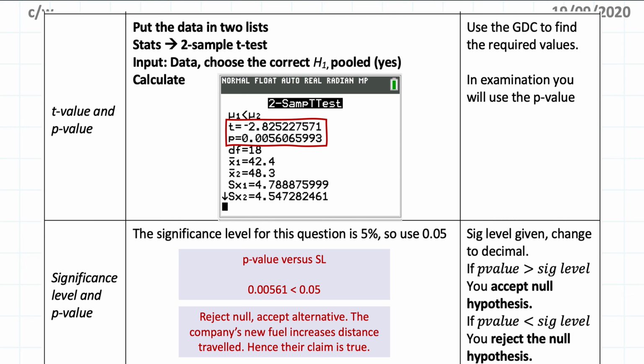So make sure you always go back to the question, link it back to the question, and understand what it wants. The only tricky part of the t-test is to make sure that you select the correct alternative hypothesis. And that mainly comes from reading the question carefully and making sure that you underline the important points and so on. And then making sure you select the correct option in the calculator. Otherwise, the rest of the test is quite easy to conduct.